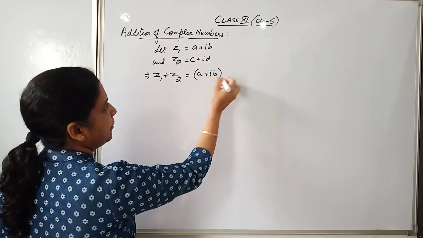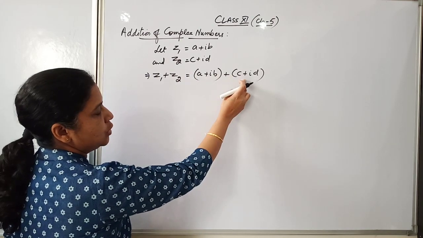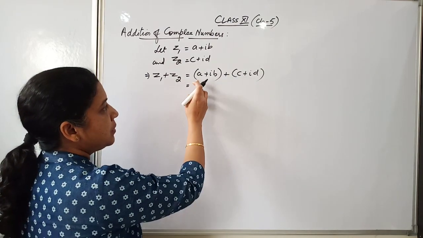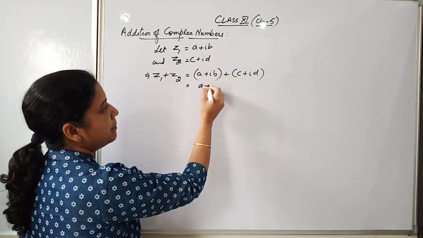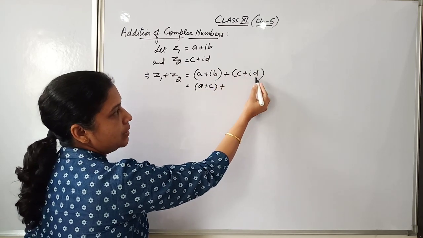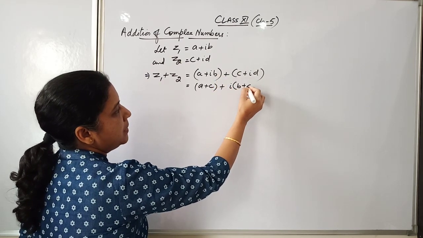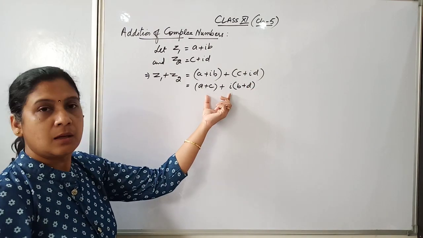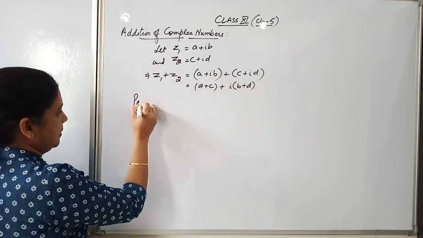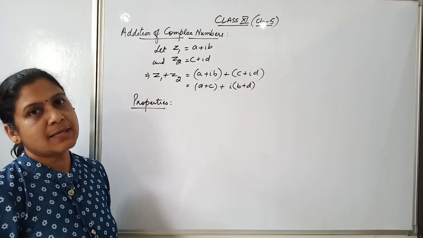Let's see this process. I have put in the value of z1 as well as z2. Now, when we add these two complex numbers, the real part will get added into the real part. So it is a plus c, plus the imaginary part will get added to the corresponding imaginary part. So I can say iota is common, b plus d, which is again a complex number. So this thought gives us the next topic, properties of addition of complex numbers.